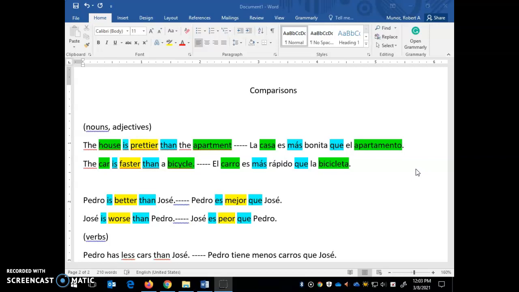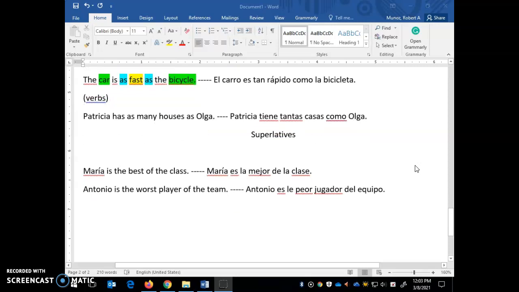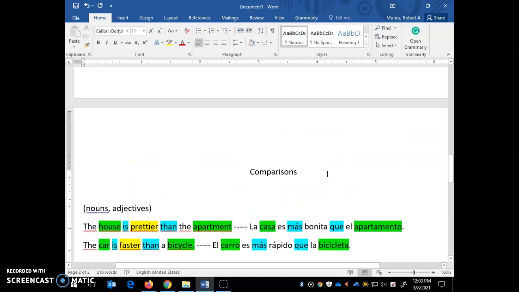I just want to add this quick extra explanation about two topics for this unit. One is about comparisons, and the second one is about superlative. As we have it right here, superlative. Okay. Comparisons. Let's start with that.